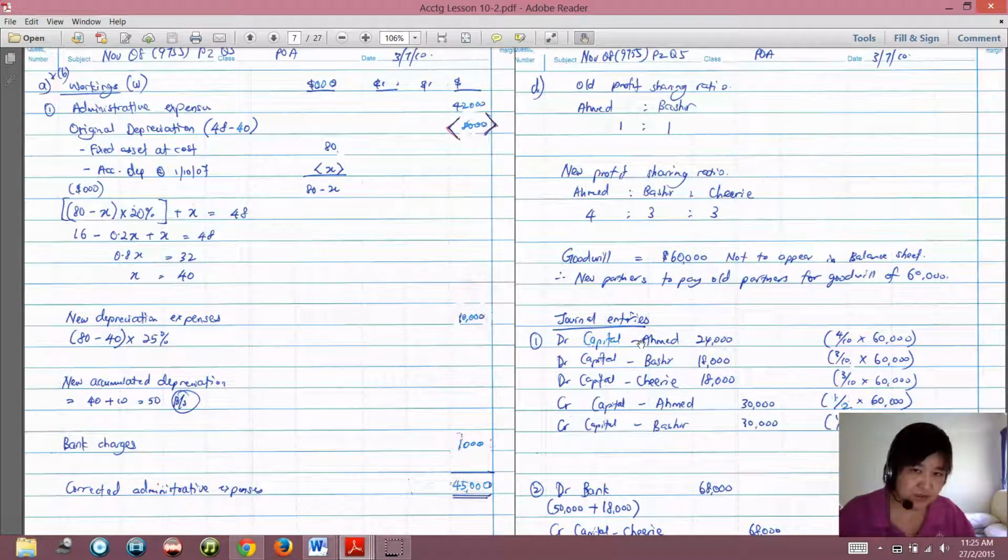You see, this goodwill is a capital item, it's a long-term item. So it should not be adjusted to the partner's current account. It should be adjusted to the partner's capital account. When the business brings in a partner, or the business is sold, or it changes hands, this goodwill is long-term in nature, so it should be adjusted to the capital account.